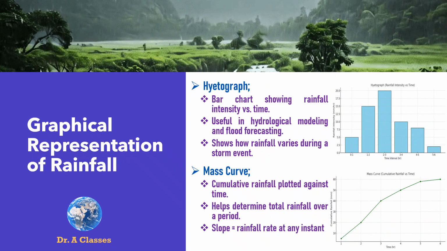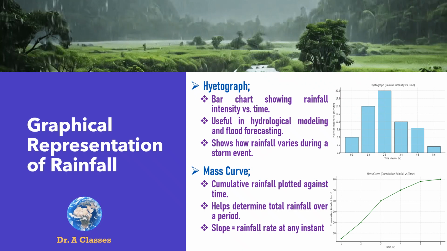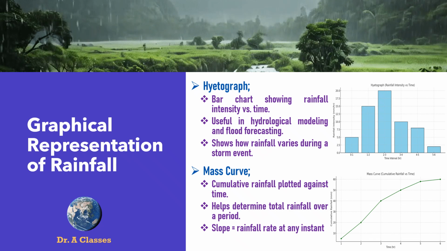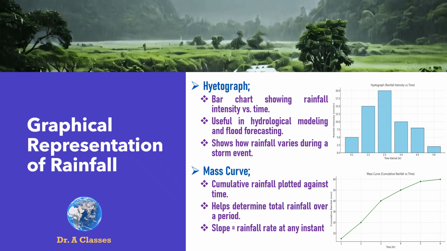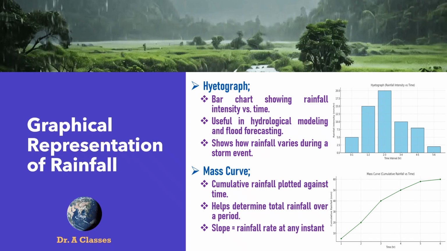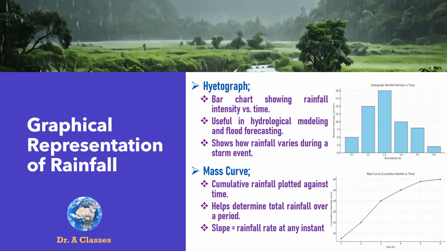Graphical representation of rainfall. Rainfall data is best understood and analyzed through graphical representation, which allows engineers to visualize patterns, interpret trends, and make data-driven decisions. The most widely used graphical methods are, hyetograph. This is a bar graph where rainfall intensity is plotted against time, often in hourly intervals. It reveals the temporal distribution of rain in a storm. It is crucial in designing storm sewers and modeling surface runoff.